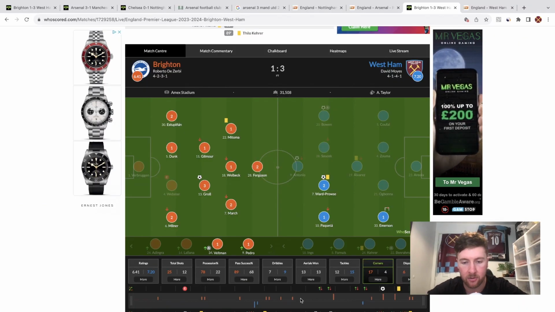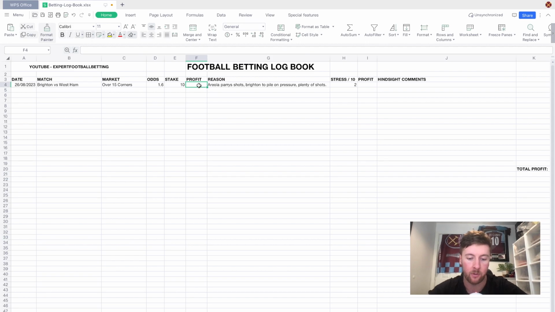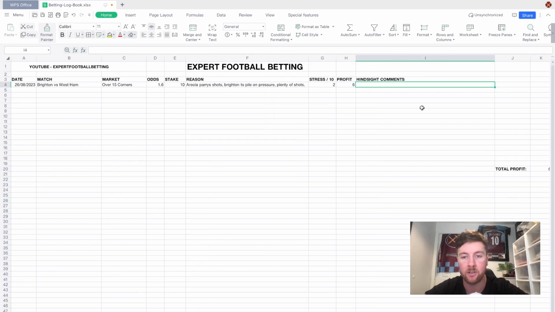The match continues. They end up with 17 corners, so the bet wins. So for the profit here, we can put £6 profit. Obviously, the return was 16. Take away your stake, which was 10, so you're left with £6 profit. I've just noticed that we've got profit twice, so let's delete that one. And now, because the bet won, there's no real hindsight comments to put in.